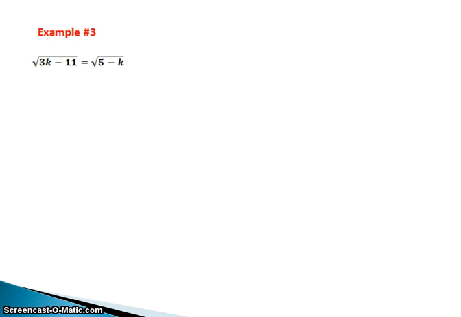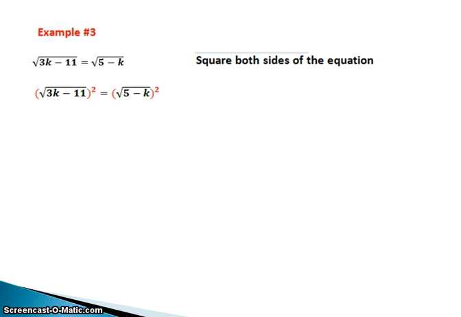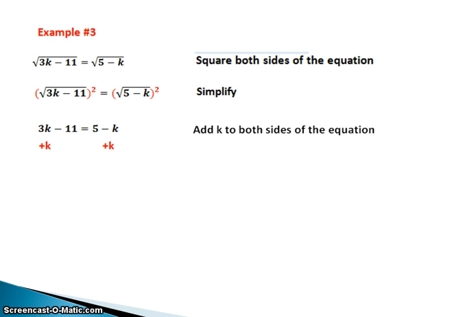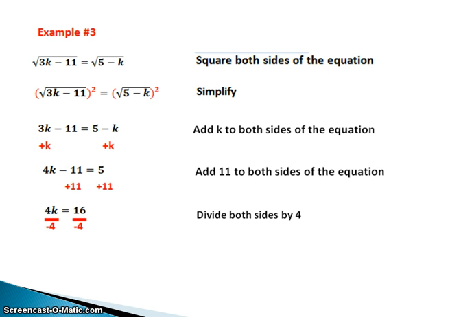Our next example has a square root on both sides of the equation. Now, don't panic. Our process is going to be very similar. We're going to square both sides of the equation. That will cancel out the square root on both sides. Then we're going to simplify by adding k to both sides of the equation, and then adding 11 to both sides of the equation, and then dividing both sides by 4. Not negative 4, that's a typo there.